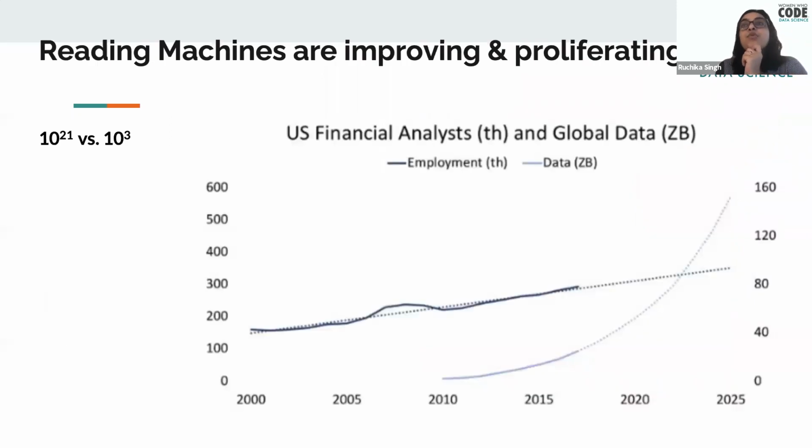Reading machines are improving and proliferating in terms of NLP being successful. This is some kind of a prediction that tells you that there are 1,000 analysts, and the information that they need to process, the financial analyst, is in the order of zettabytes. So 10 to the power of 21 versus 10 to the power 3. Imagine 1,000 analysts trying to analyze all of the financial data, which is unstructured, and reading through it. In order to do that effectively, they will need the support of machines. They will need the support of NLP. And that's exactly what's happening. We see a lot of that being used in the financial industry.